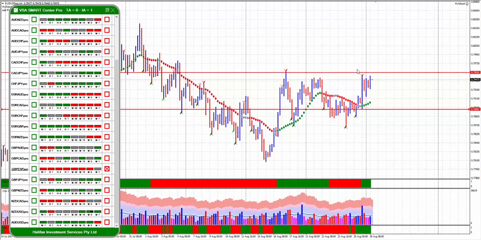All right, so they're the two key levels that I'm keeping an eye out for: 79.60 to the upside, and just beneath 79 cents to the downside.